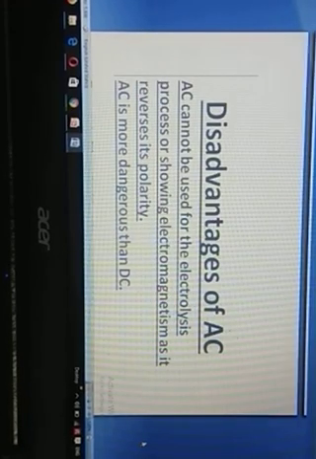Now there are also disadvantages of AC generators. AC cannot be used for the electrolysis process or for electromagnetism, as it reverses its polarity and strength. AC is more dangerous than DC.